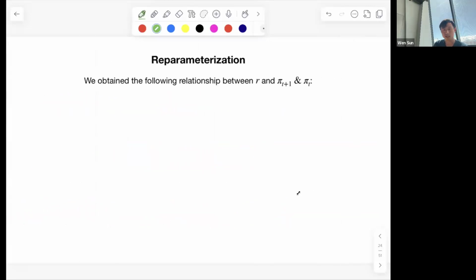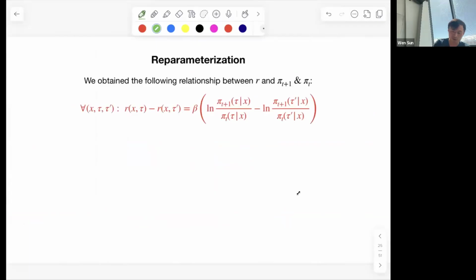Okay, put this together, we basically obtain the following relationship between the reward model R and the analytical form pi t plus 1 that we would get if we ran mirror descent. And this is as follows. For every possible triple x, tau, tau prime, we will have the following relationship between the reward difference and the ideal policy pi t plus 1 that we would get by running mirror descent in its analytical form. So the left-hand side has to equal the right-hand side for every x, tau, tau prime, right? This is just coming from the closed form update of mirror descent.